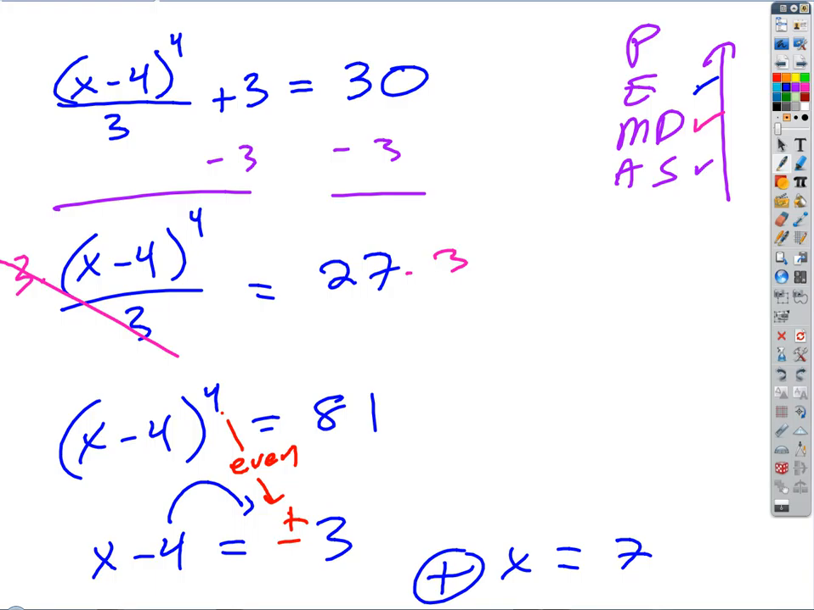If I put 1 in there, 1 minus 4 is negative 3, but negative 3 to the 4th is 81. If I put 7 in there, 7 minus 4 is positive 3. Positive 3 to the 4th is also 81. They do the same thing, don't they? And if we look more closely, we can see that they both work. 81 over 3 is 27, plus 3 is 30, right? Check. They both work. Okay.